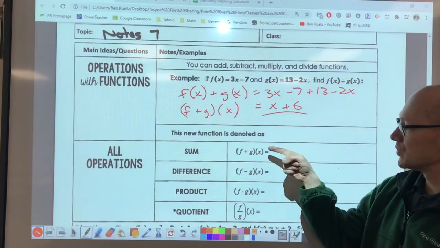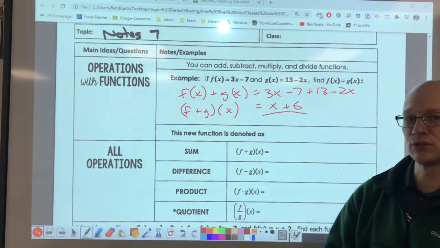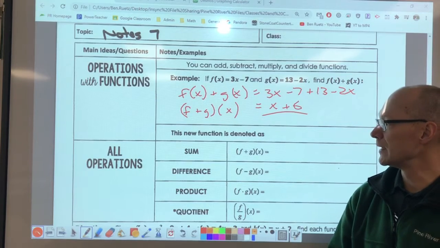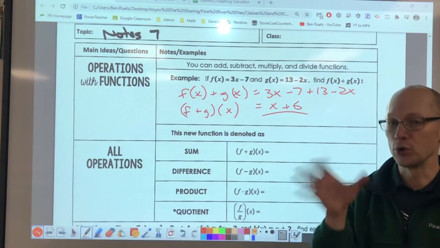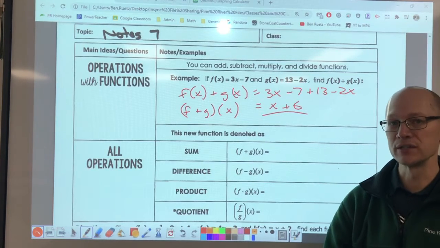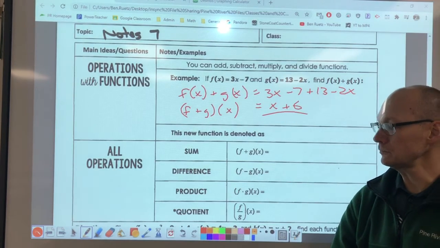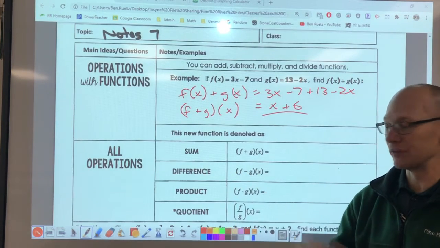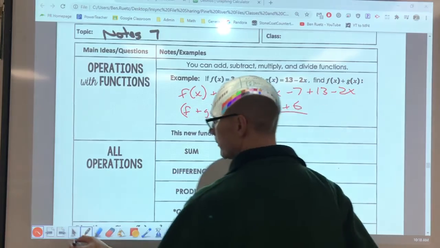So for sum, difference, product, quotient, don't get too bent out of shape about those notations. Really, all you're doing is just adding the two, or subtracting the two, or FOILing, multiplying the two, or dividing the two, according to some of those things we've seen. Okay, so that's half of it, but don't let this half throw you for a big loop.